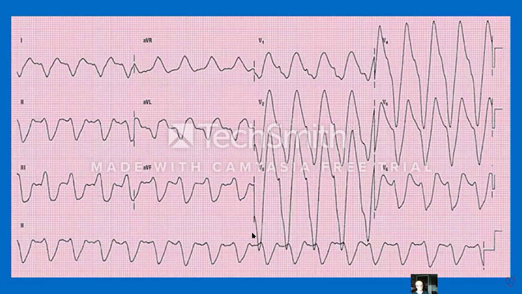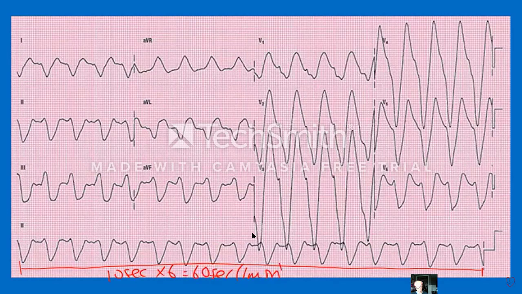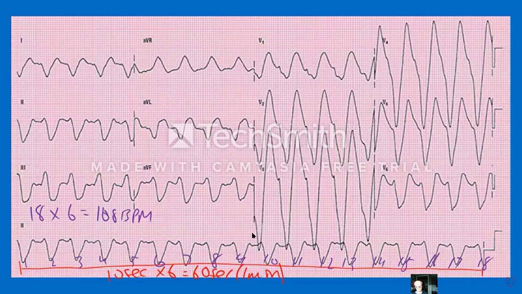Now let's look at our rate. Remember, the whole width of this represents 10 seconds, times 6 gives us 60 seconds, which is 1 minute. So if we count the number of complexes in that bottom strip and multiply it by 6, we can get an approximate rate. Let's do that. 1, 2, 3, 4, 5, 6, 7, 8, 9, 10, 11, 12, 13, 14, 15, 16, 17, and about 18. Then 18 times 6 equals 108 beats per minute. So we have a fast rate here and wide QRS complexes. So we call this a wide complex tachycardia.